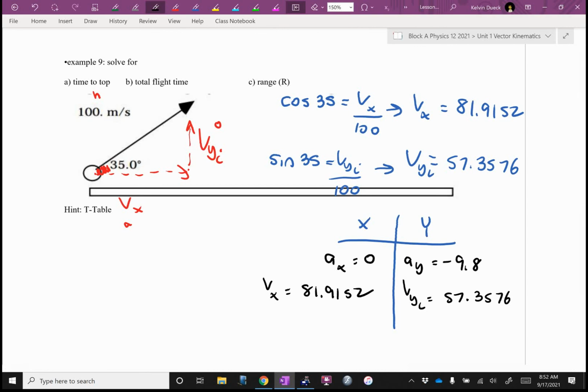I can't see anything else in the diagram, so now let's go to the actual question. What's part A want me to find? Time to the... Okay, what else do I know? You had your hand up. I was going to say we have the initial. We do have the initial. Yeah. So, what else do I know?